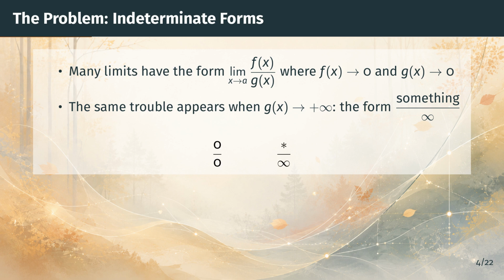The 0 over 0 case is not the only troublemaker. A closely related situation occurs when the denominator g of x tends to plus infinity. Then the quotient has the shape something over infinity, and again the outcome is not determined by inspection. The numerator might also blow up, and the competition between them decides the limit. Rudin handles both of these cases with a single theorem, which is one of the nice features of the general statement we are about to see.